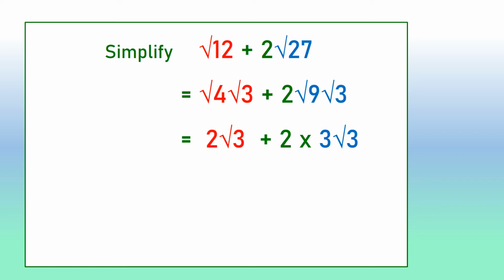rewrite those, which gives us 2 root 3 plus 2 lots of 3 root 3, which is the same as 2 root 3 plus 6 root 3. And because we've got 2 of something and 6 of something, we can add those together to give us 8 of something, which in this case is 8 root 3.